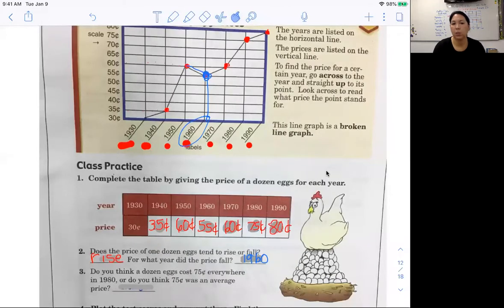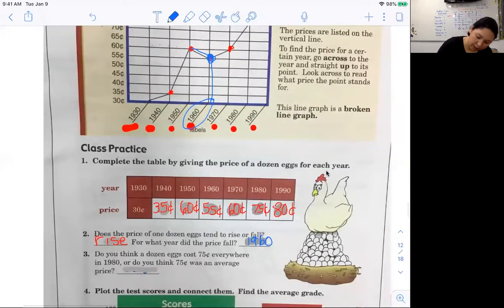So do you think if we went to a grocery store in 1980, every single store would have it for 75 cents? Or you think that's an average? Yeah, it's an average. Different stores have different prices. And so they would say this was about how much it was. Some might have been a little higher, some might have been a little lower.